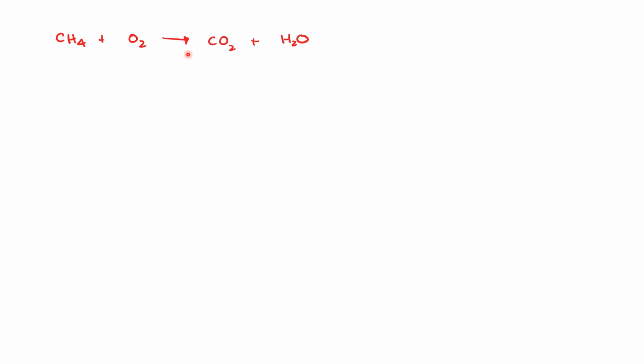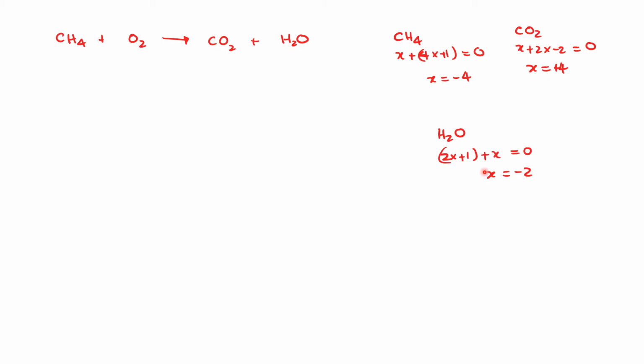Methane reacts with oxygen and produces carbon dioxide and water. First, you have to find out the oxidation numbers. Oxygen is in its elemental state and it has 0 oxidation number. Carbon in methane has -4 oxidation number. Carbon in carbon dioxide has +4 oxidation number. Oxygen in water has -2 oxidation number.